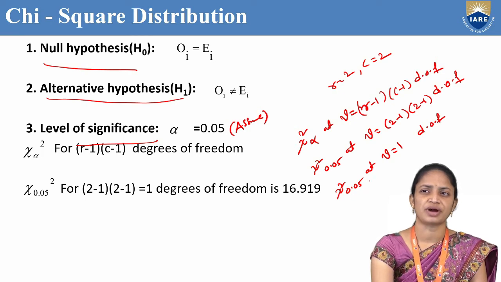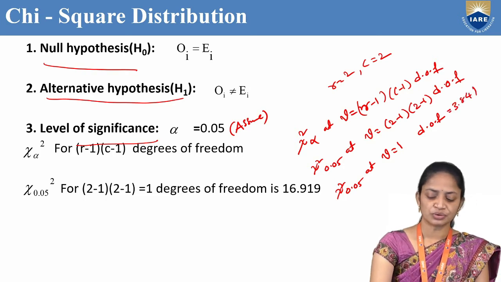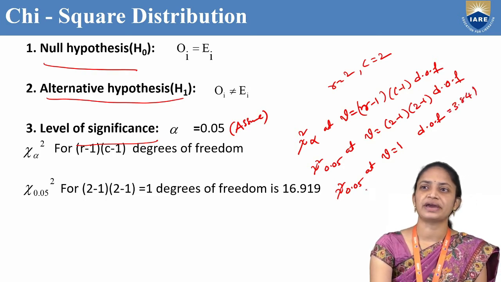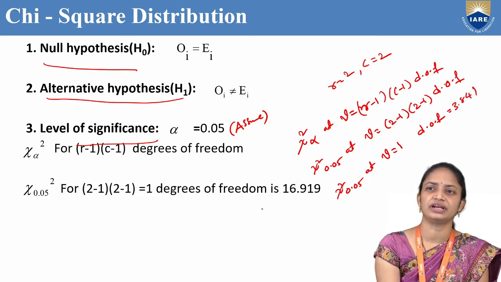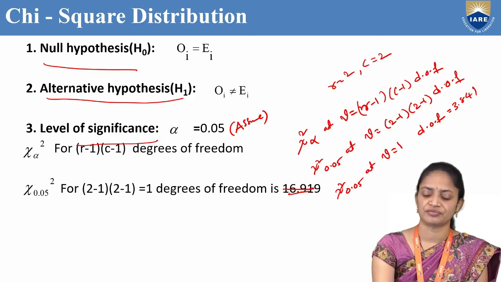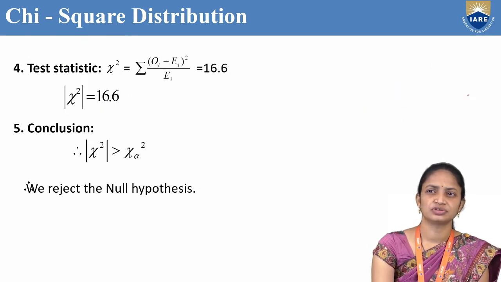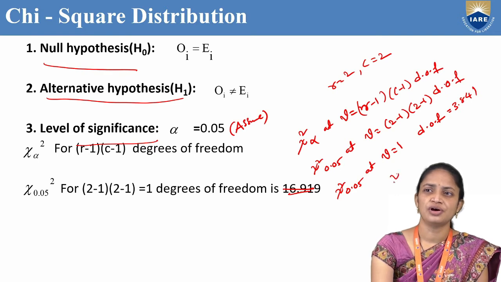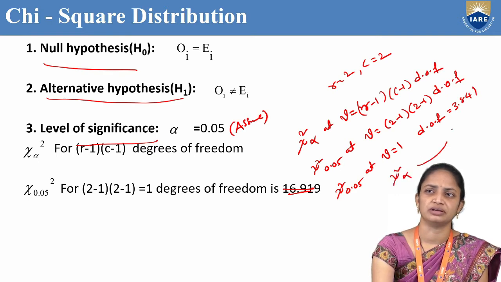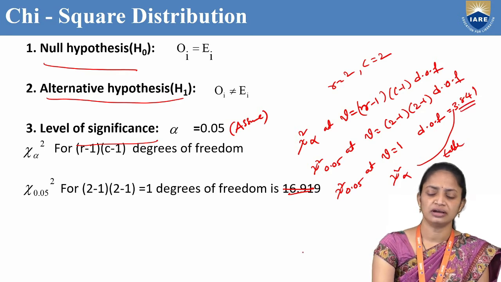So chi-square 0.05 at nu equal to 1 degrees of freedom is 3.841. We have to take this value from the chi-square distribution table.